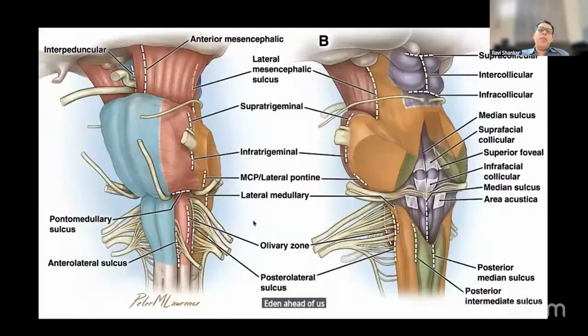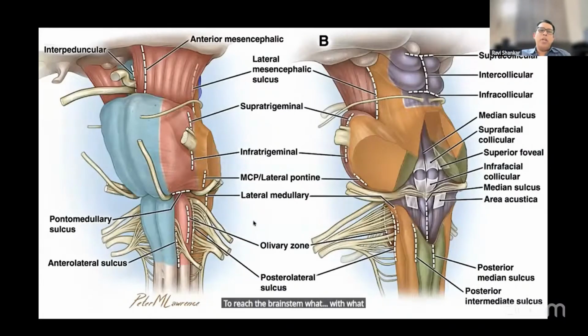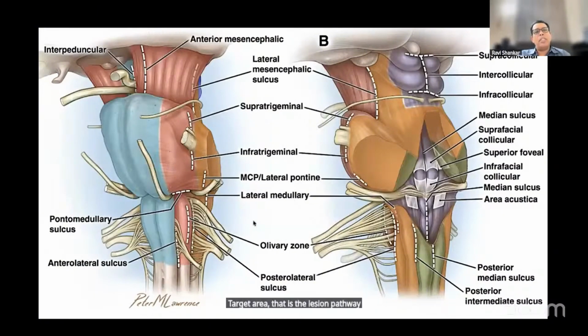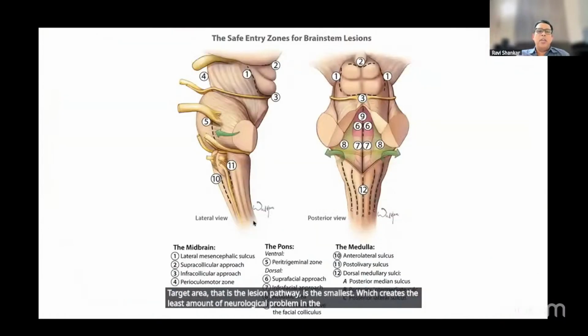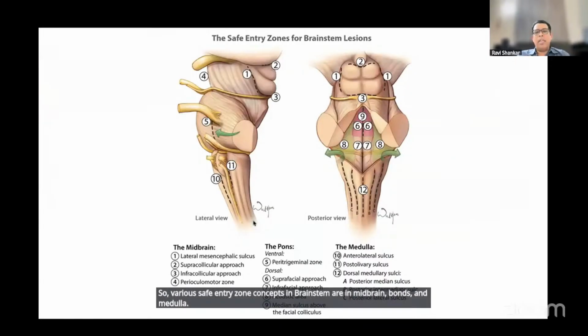And if we know the safe entry zone concept, then we can open up the brainstem at the desired location, with what we call a two-point method, where the distance to be traversed from the brainstem entry zone to the target area, that is the lesion pathway, is the smallest, which creates the least amount of neurological problems in the patient. So various safe entry zone concepts in the midbrain, pons, and medulla are like this. Again, I'll show in the.